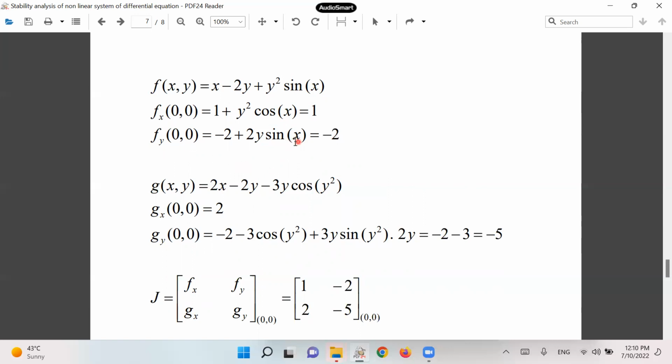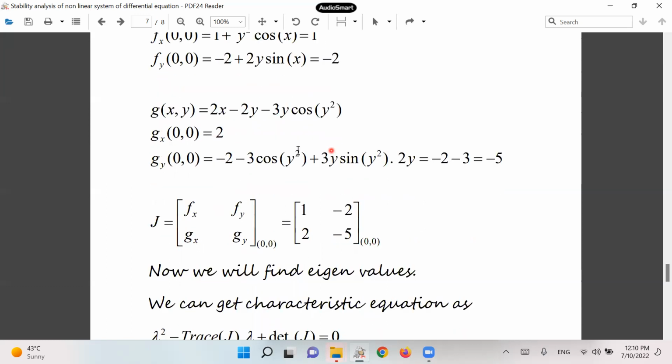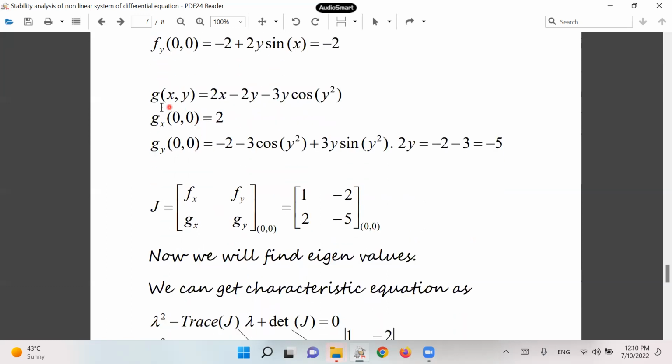So x is 0 here, so sine 0 is 0 and y is also 0. So this whole term becomes 0 and the answer will be just minus 2. After that, we will now find the partial derivatives of this function with respect to x first.